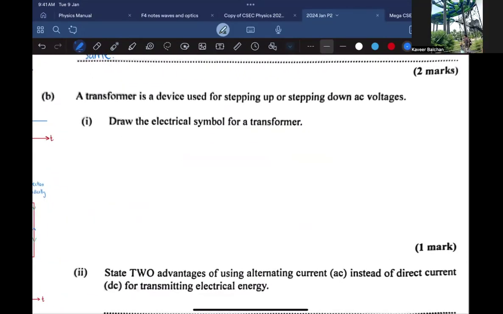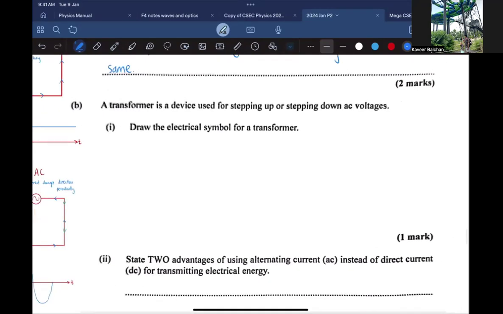A transformer is a device used for stepping up or stepping down AC voltages. Draw an electrical symbol for a transformer. Let me do a little crash course on transformers. Transformers work on the principle of mutual what? Transformers work on the principle of?